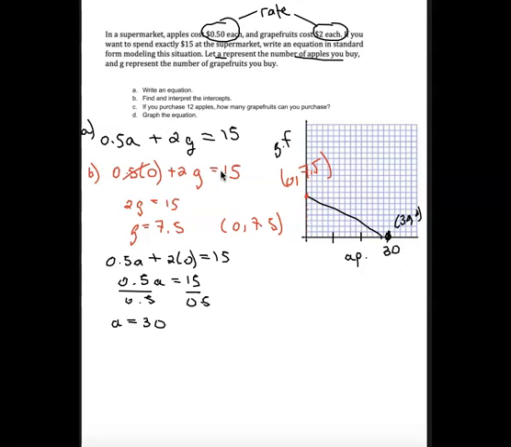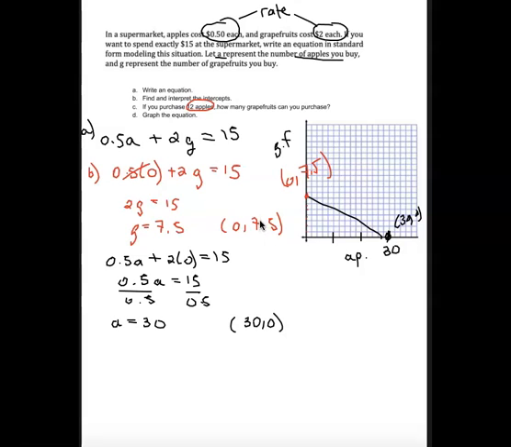Interpretation for the first one. If I don't buy any apples, I can buy 7.5 grapefruits. If I don't buy any grapefruit, I can buy 30 apples. For the interpretation part, you have to write that down as a sentence. Alright, don't just give me the coordinates. Not enough.